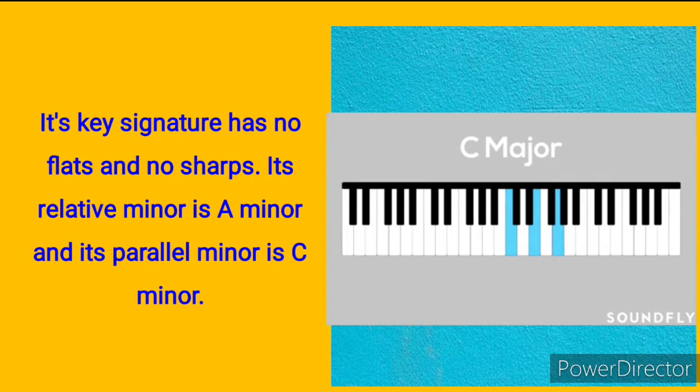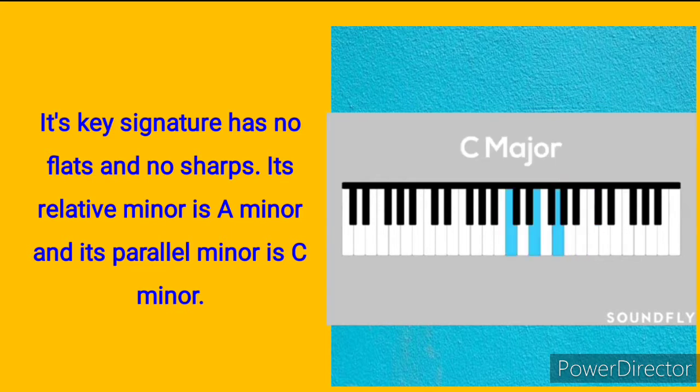Its relative minor is A minor and its parallel minor is C minor. I don't want to bug you with so many things, but like I said, C major does not have sharp or flat key. Is that clear? They are all white keys, and it's the easiest to play. And this is the first key or skill anyone who wants to learn music, how to play or sing, should begin with. Is that okay?